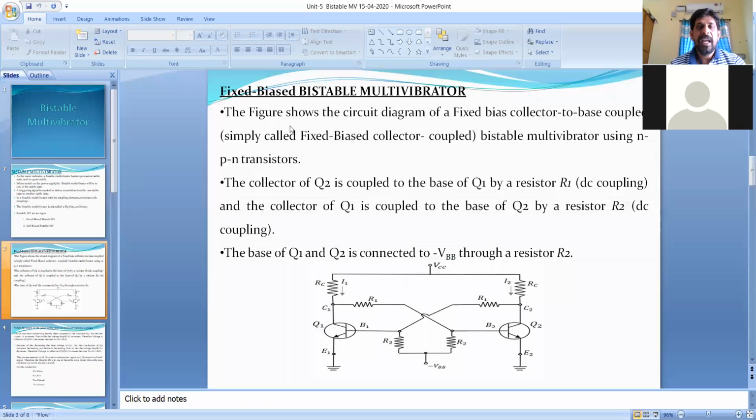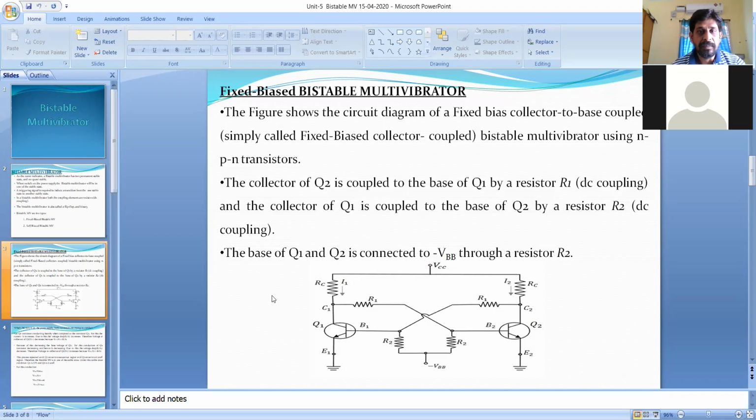Now come to here. In fixed bias, we are going to apply some fixed voltage across the base of this one through a resistor. I am applying the fixed voltage here, minus VBB. The figure shows fixed bias collector to base coupling, a bistable multivibrator using NPN transistors. See here, the collector of Q2 is coupled to the base of Q1 through R1, and similarly, the collector of Q1 is coupled to the base of Q2 through R2.